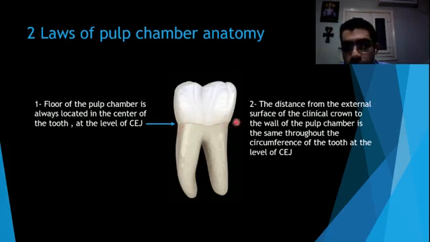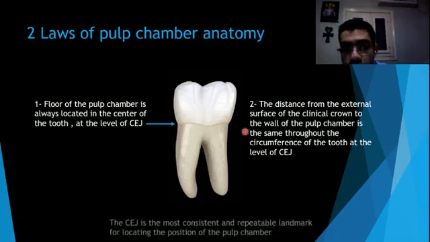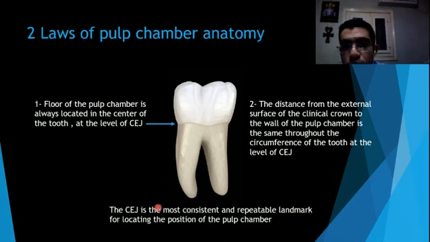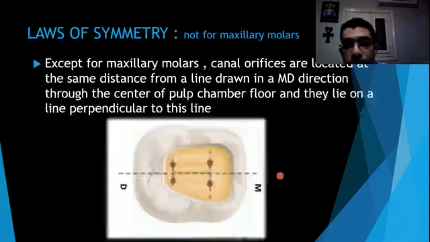The level of the bulb chamber will not go beyond the level of the cemento-enamel junction. This causes the cemento-enamel junction to be the most consistent and repeatable landmark for locating the position of the bulb chamber. The bulb chamber location is located within the circumference of the cemento-enamel junction and will never go beyond it. This is for the bulb chamber anatomy.